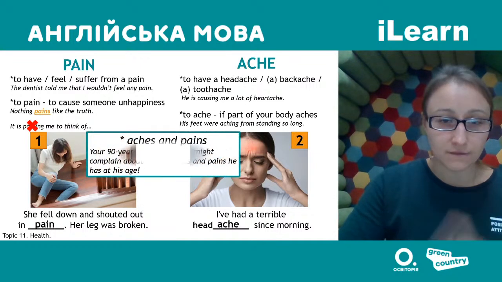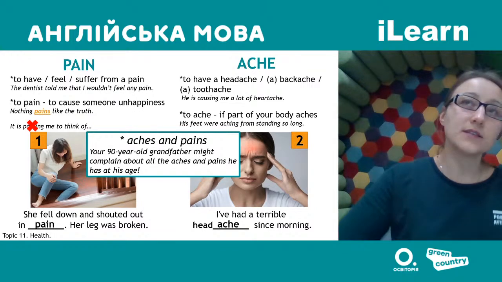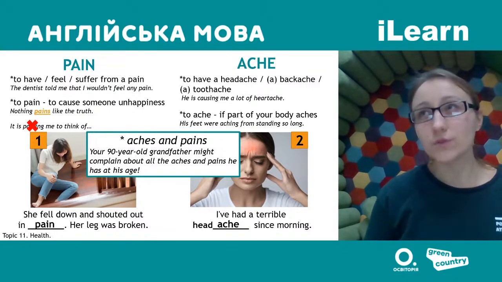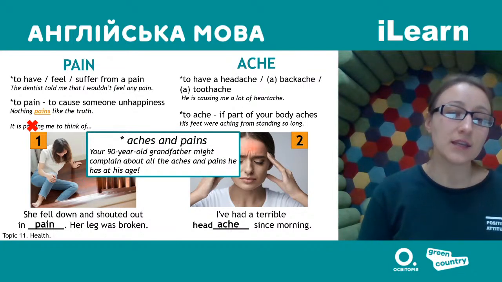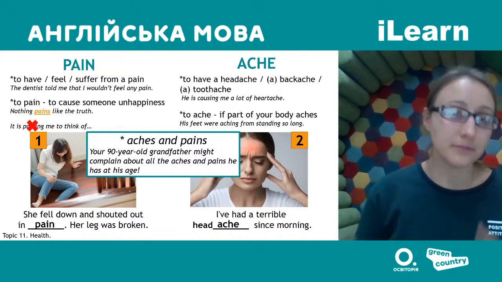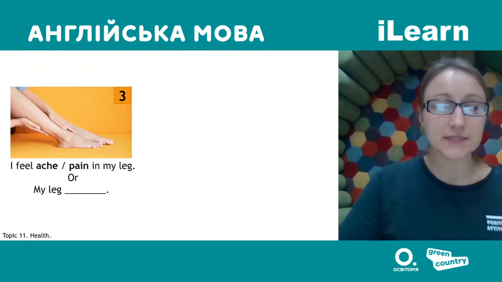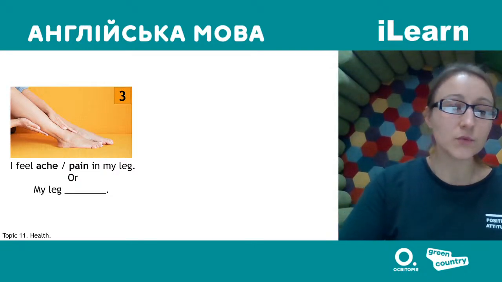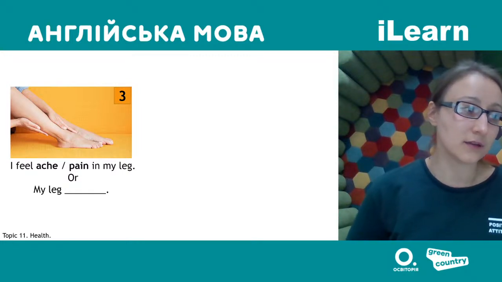And there is also a very nice collocation like aches and pains. That's about general condition. For example, when you talk about a very old person or a very ill, sick person, you would say she has all the aches and pains and he complains about those. Great. Let's look at this picture and let's try to fill in the gap. How can we transform this sentence, I feel ache, pain in my leg?